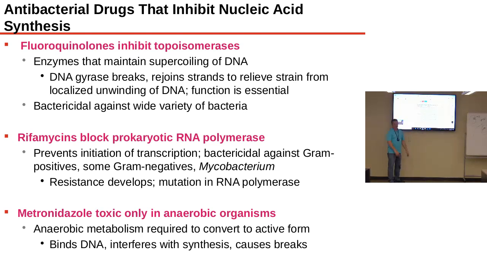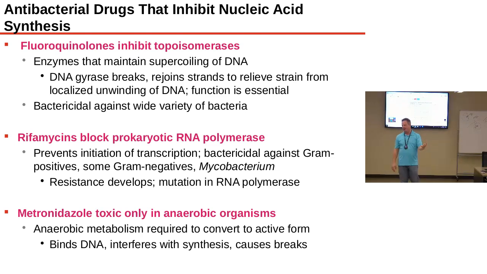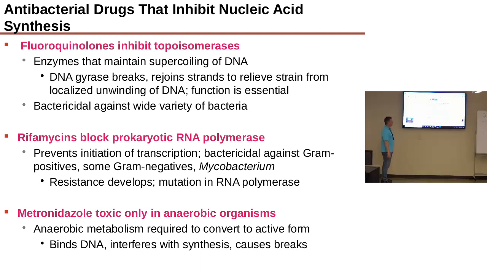Rifamycin is another one of those drugs that bacteria can really easily get around. It's one I was thinking of when I said I could put it on a Petri plate, and within a day or two I'll have new colonies already popping up. This is going to prevent initiation of transcription, so we're going DNA to RNA. It's bactericidal against gram-negatives, some gram-positives, and mycobacterium, so that's good.